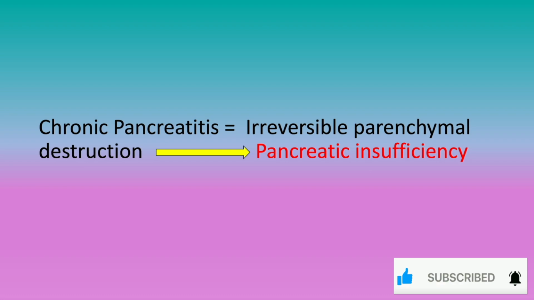What is the definition of chronic pancreatitis? Chronic pancreatitis is a progressive inflammation of the pancreas resulting in irreversible parenchymal destruction leading to pancreatic insufficiency.